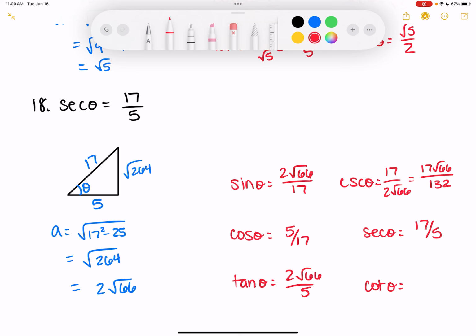Okay, if at that point the 17 and the 132 reduce, which I don't think it does, but maybe it does, I don't know. It does not. Then you would reduce it, but if not, then you would just leave it like that. Anyways. So then cotangent would be what? 5 over 2 square root 66. And then that would rationalize to what? 5 root 66 over 132.